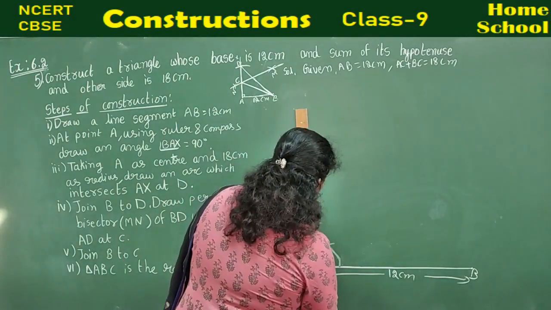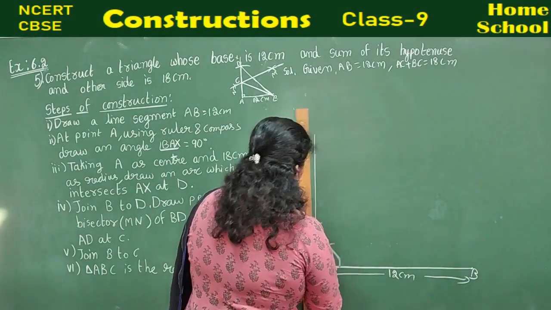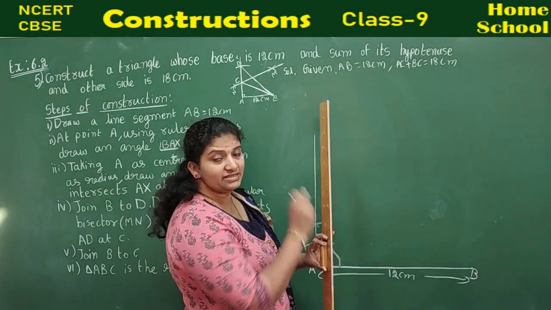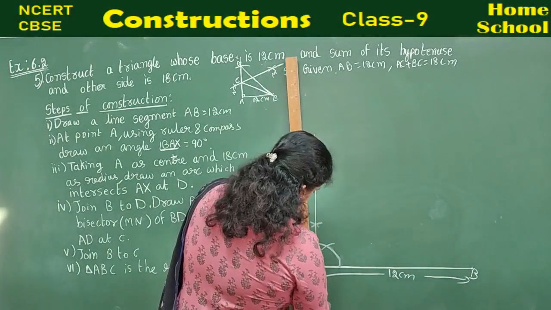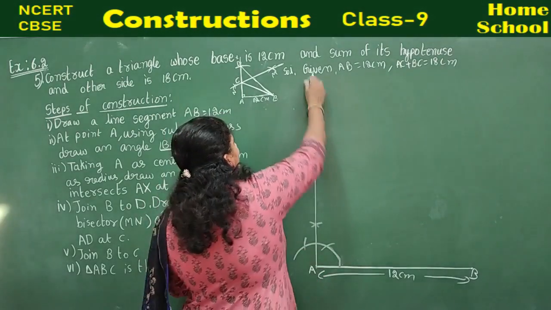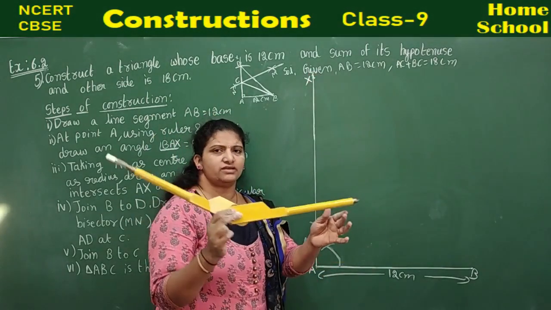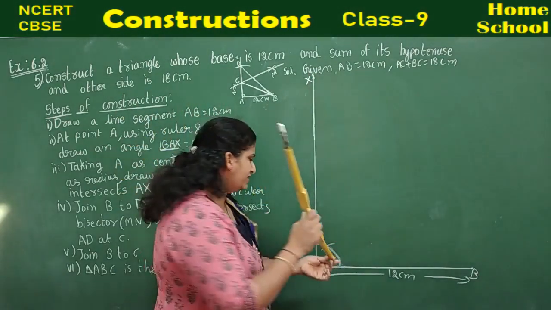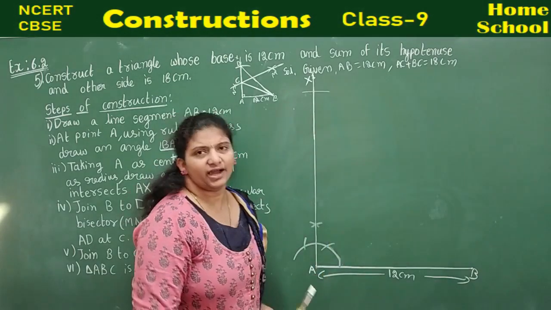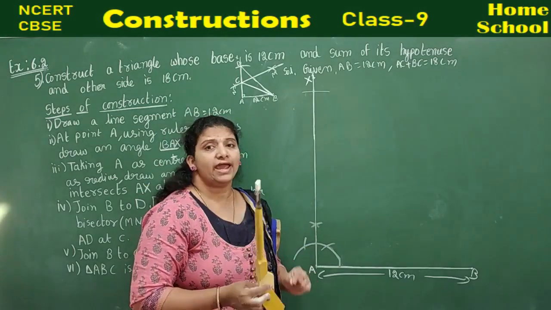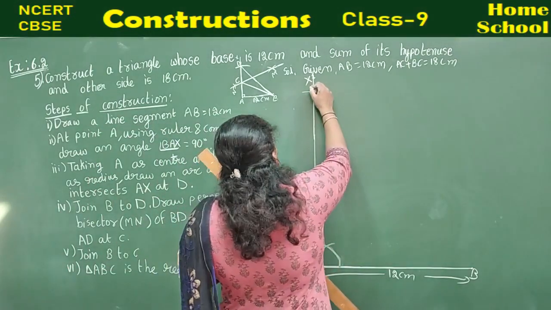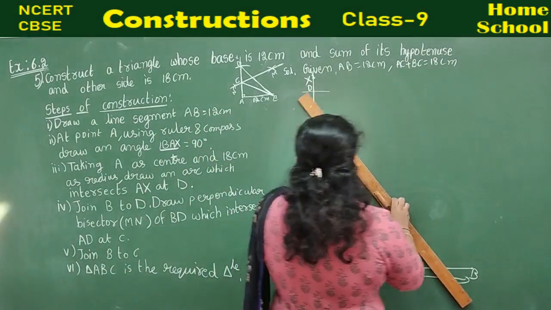Take a ruler and try to draw the perpendicular. It is 90 degrees. And I need to extend this. Why? Because I need to cut an arc of 18 centimeters. So where is 18? I have drawn a ray AX. Look here, I have taken a compass, 18 centimeters, with A as center. Cut the arc. How much is this measurement? 18 centimeters. Cut the arc. Next, mark this point as D and join BD.